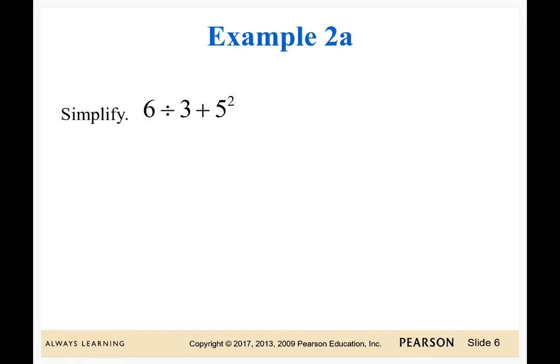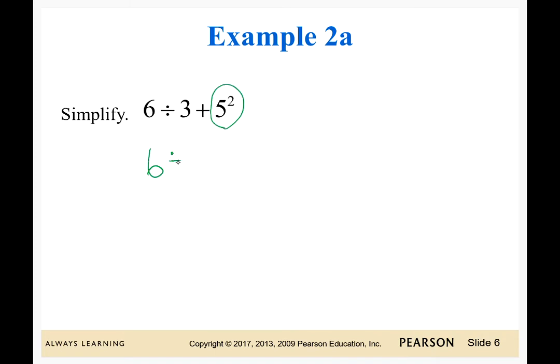All right, so here's our first example. 6 divided by 3 plus 5 squared. So I'm just going to go down the list. Step number 1 was to do grouping symbols. In this problem, we have no grouping symbols, so we can skip step number 1. Step number 2, do we have any exponents? And we do. We've got this 5 squared right here. So that's the thing I'm going to do next.